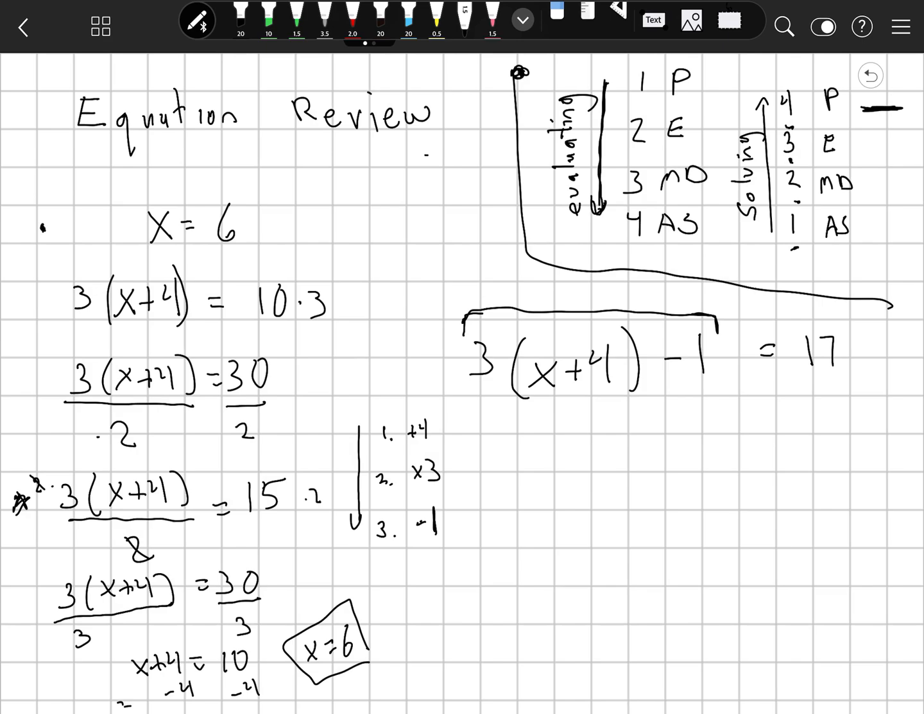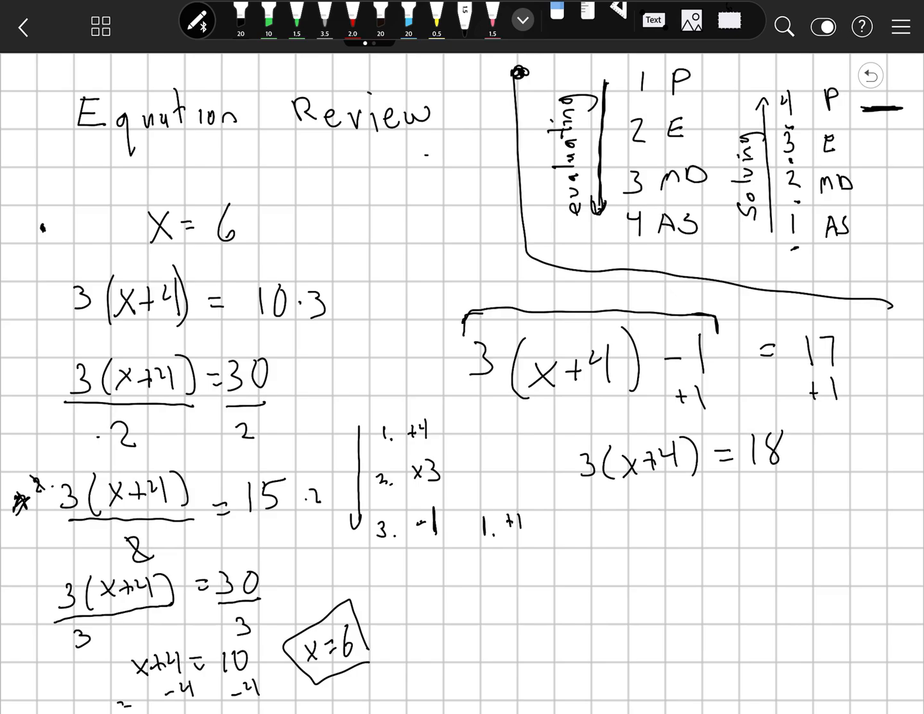So let's start with the third thing we did. We subtracted 1. Let's get rid of the subtract 1 with add 1. So I'm going to call this step 1 down here now. We're going to add 1 to both sides. So plus 1 and plus 1. Now I'm going to rewrite it. 3 times the quantity x plus 4 equals 18.